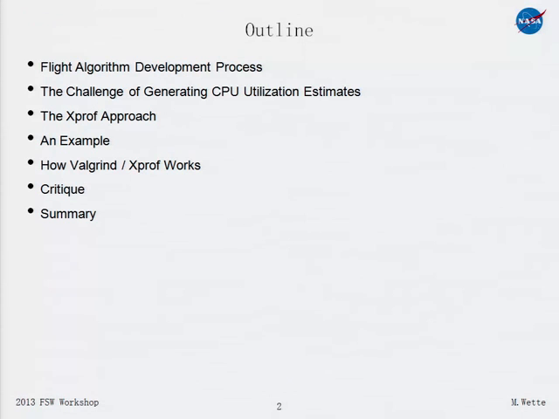The issues he is concerned about are the flight algorithm development process, the challenge of generating CPU utilization estimates, and his approach in developing Xprof. Some of you might be familiar with the conventional Xprof tool. There's another tool, I think, in the X Windows world. He gives an example of how Valgrind Xprof works, a critique of its current state, and a summary.